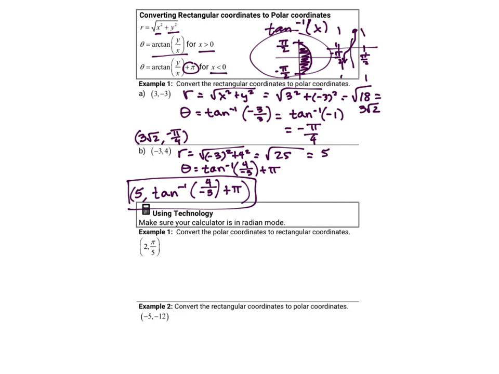Here we want to convert polar to rectangular, and we want to do that using our calculator. So R is going to equal 2. Our x value is going to equal 2 cosine pi over 5. R is 2, theta is pi over 5. X is going to be 2 cosine of pi over 5. You want to be sure you're in radians, and we want to round to 3 decimals.